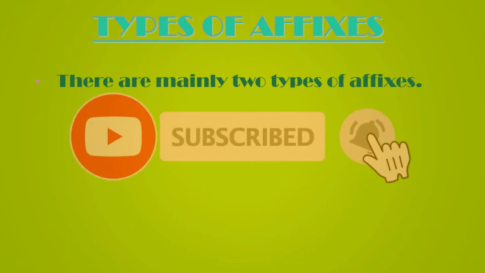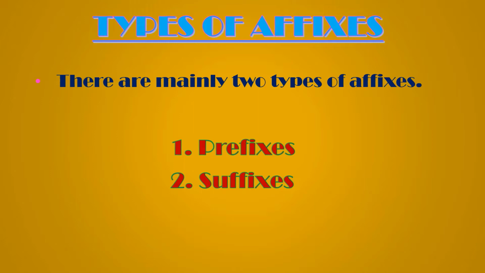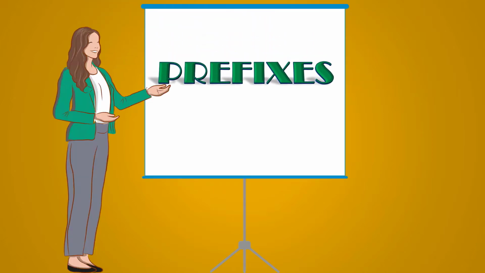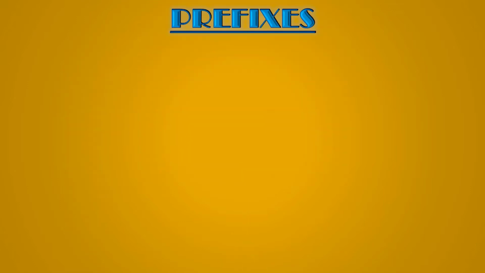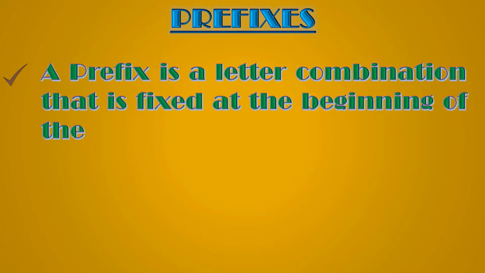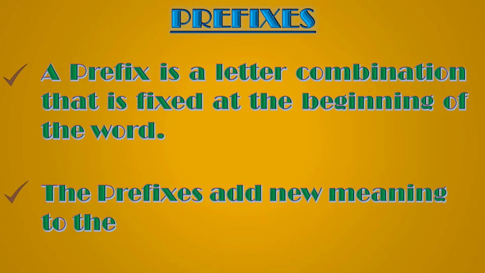There are mainly two types of affixes. First is prefixes and second is suffixes. Prefixes. A prefix is a letter combination that is fixed at the beginning of the word. The prefixes add new meaning to the word.